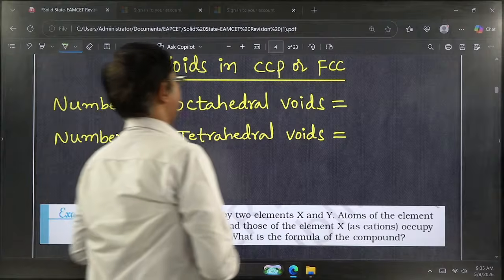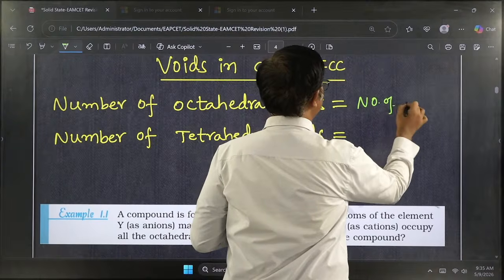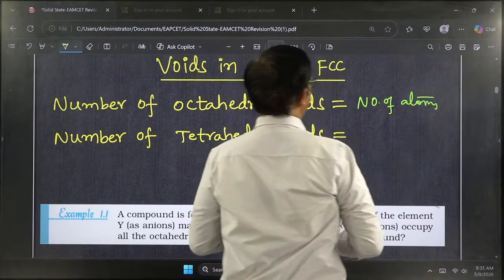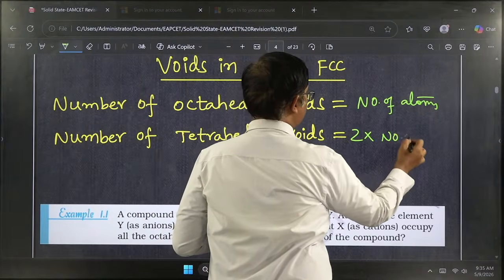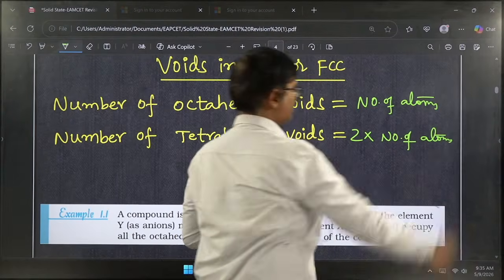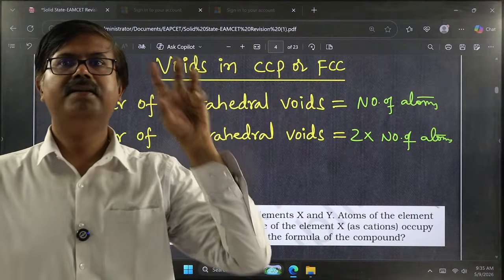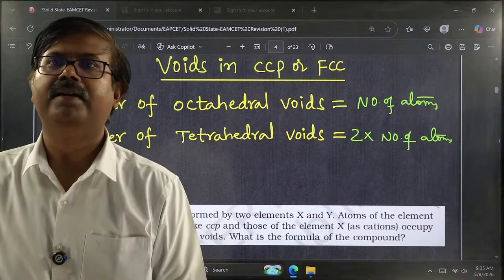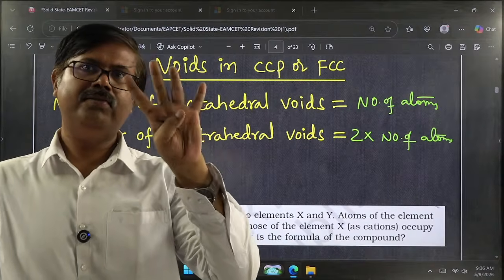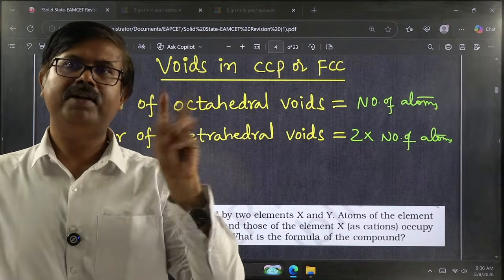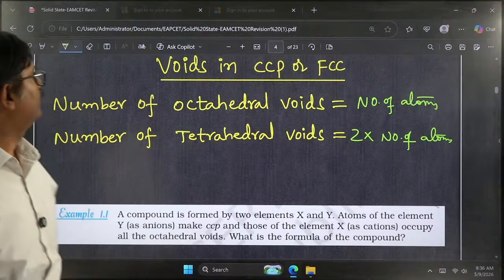Now, how many octahedral voids will be there? Number of octahedral voids is equal to number of atoms. Number of tetrahedral voids is equal to 2 into number of atoms. Just remember these formulas. Tetrahedral will be double of atoms. Octahedral, however many atoms are there in the unit cell, the same number will be there. For example, CCP, how many atoms per unit cell? 4. So 4 octahedral voids will be there, 8 tetrahedral voids will be there. Like that, CCP or FCC.